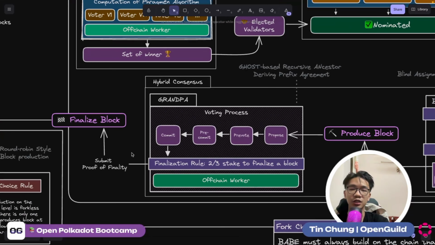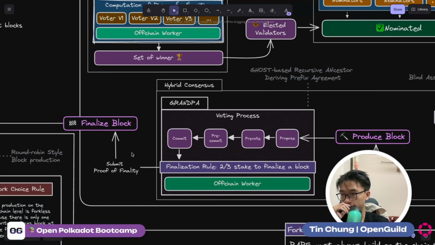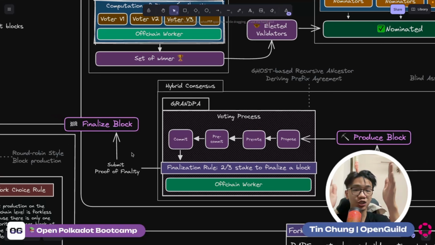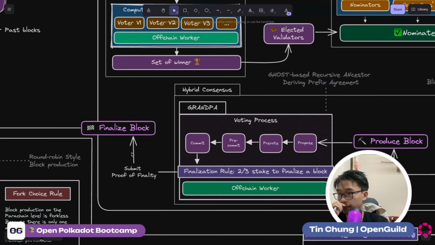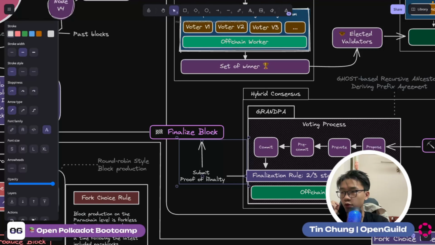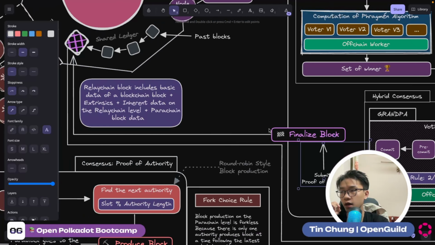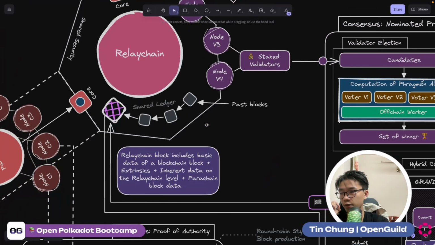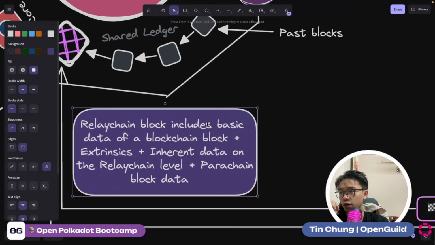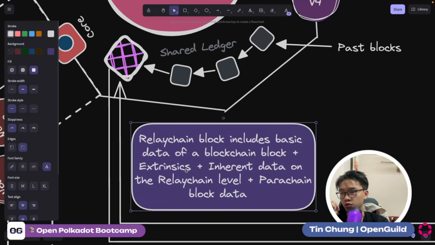And then just imagine you have BABE to produce a new block and choose who will produce it. GRANDPA finalizes the block. That's all. It picks the best chain to follow. Then it's going to submit the rule of finality to the finalized block, and then you have it here. So the relay chain block includes the basic data of the blockchain block, intrinsic inherent data on the relay chain level, and the Parachain block data.